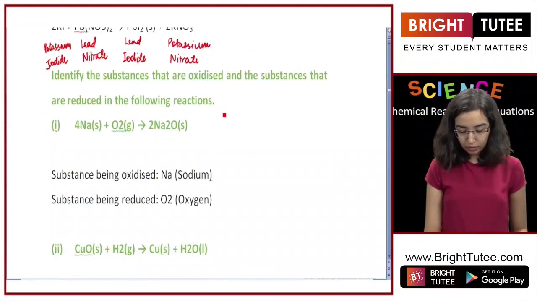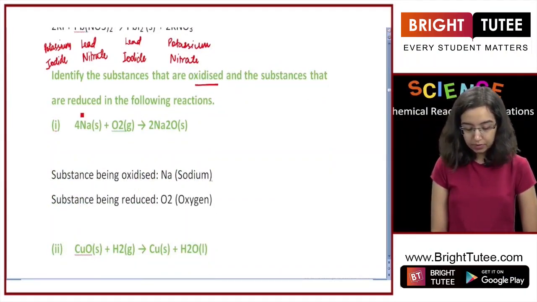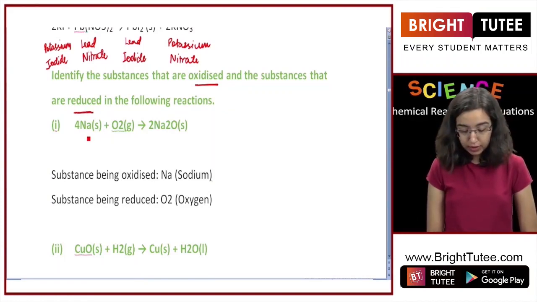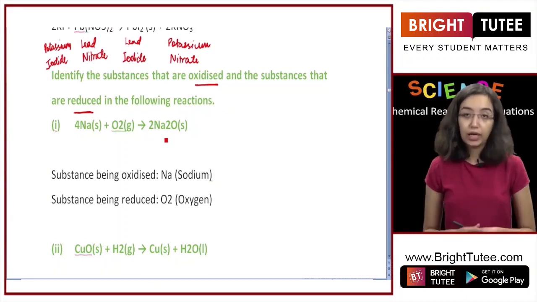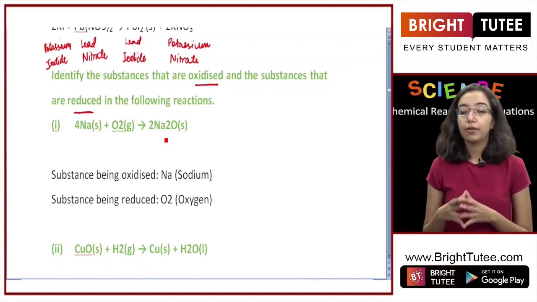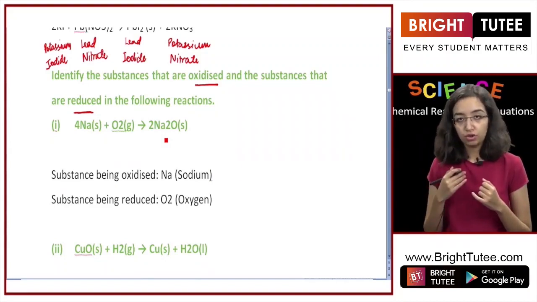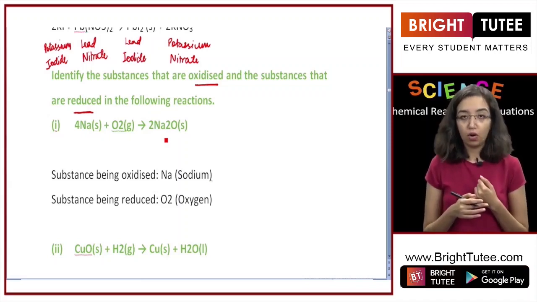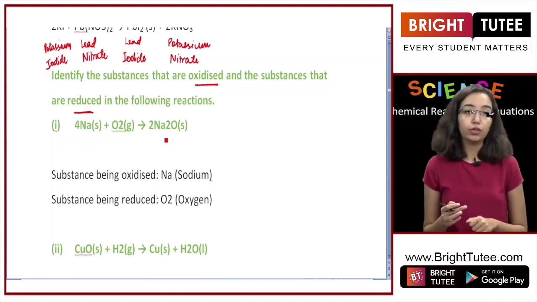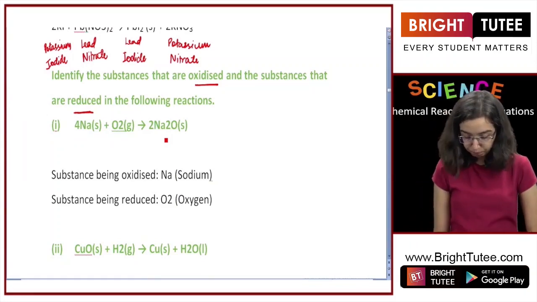Let's move on to the next question, which says identify the substance that has been oxidized and the substance that is being reduced in the following reaction. So the reaction here is 4Na plus O2 forms 2Na2O. Now you know that for reduction and for oxidation we have a very simple rule. Any substance which gains oxygen or loses hydrogen is getting oxidized. Any substance which loses oxygen or gains hydrogen is getting reduced. Right? So with that in mind, let's address this question.